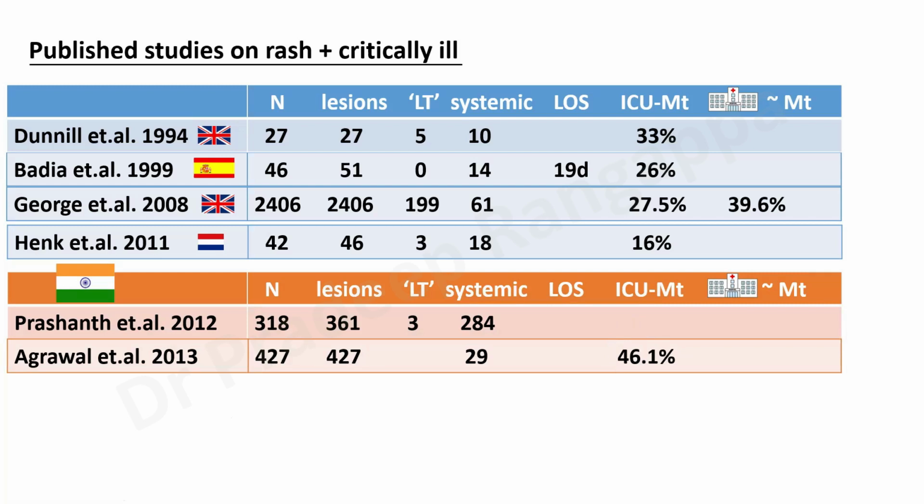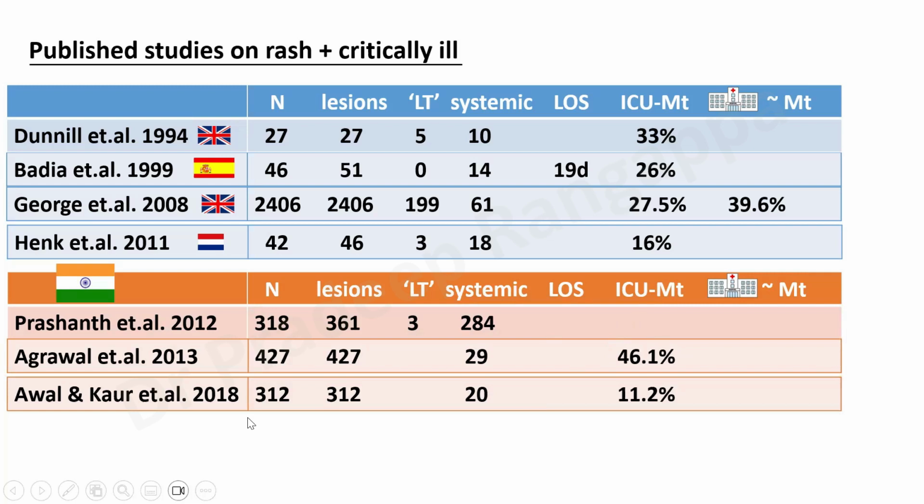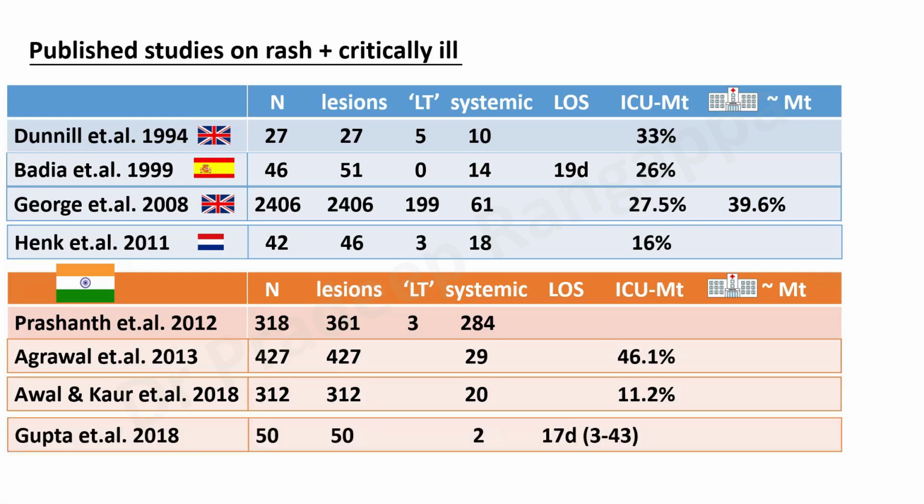The CMC study shows the highest mortality correlation with skin lesion, 46.1%. That's why I said 16 to 46% is the range of mortality. 29 patients had systemic manifestations. So this is another study which is more recent, 2018. You can look at the mortality. So there is a huge variability in ICU mortality, but you can remember the figure as 16 to 46% as the range of mortality, and some correlation is there.